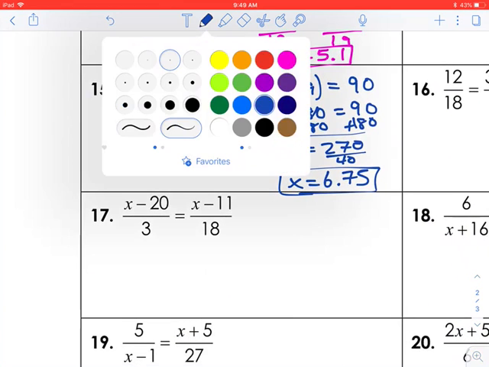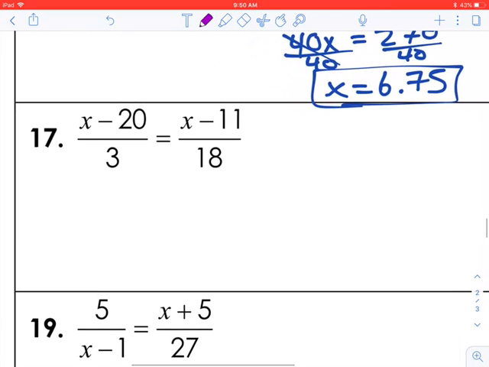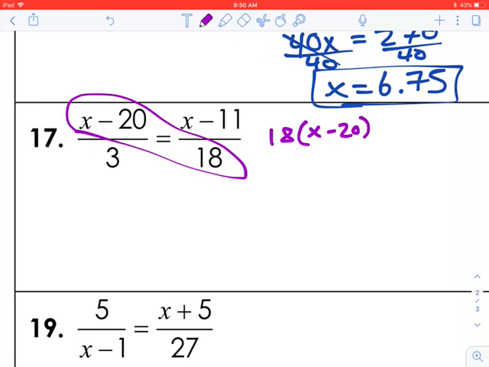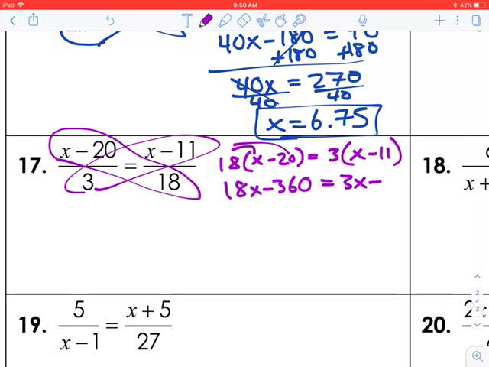There we go. So for number 17, I've got the same situation, but it doesn't really matter which one I start with because they both have the x value. Okay, so 3 times (x minus 11), distribute: 18x minus 360 equals 3x minus 33.